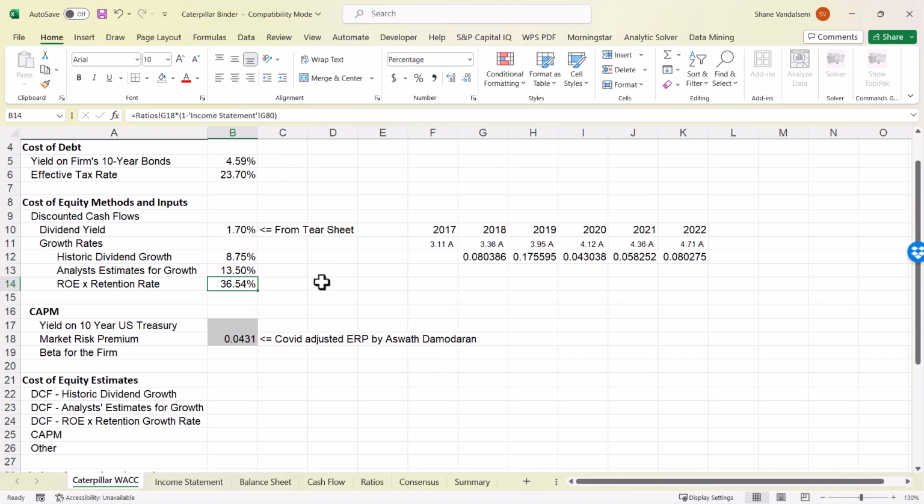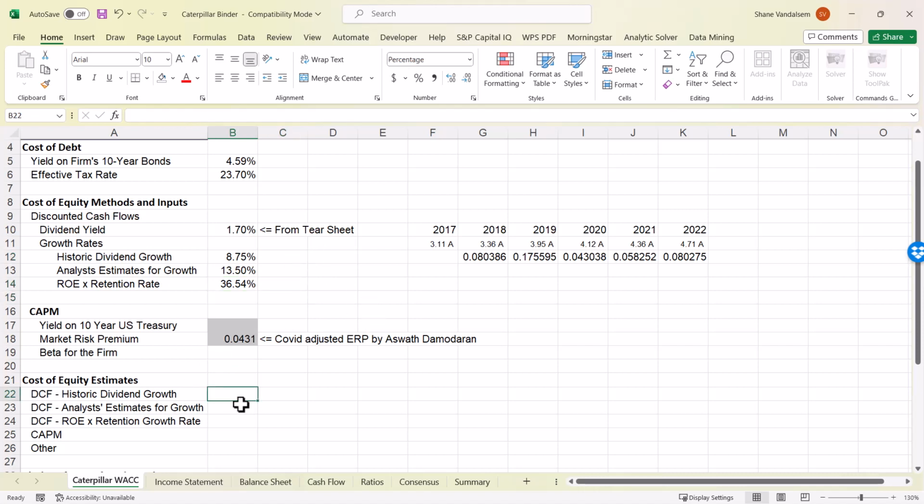And the idea behind the ROE times retention rate is that the return for any retained earnings should be equal to approximately the return they're currently getting on their equity. For Caterpillar, their ROE is extremely high right now at 50%. That's an incredibly high return on equity, and so that will have an impact on the validity of this as an estimate for the cost of equity for the firm. But we have 3 different growth rates here.